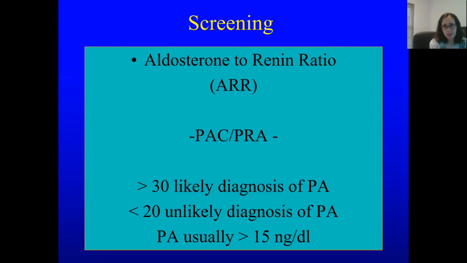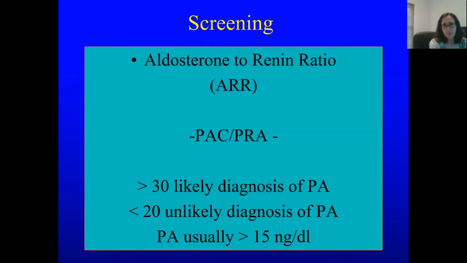This lab should be done at 8 a.m. fasting. So if you're going to check this in your patients, you just really need to know how to check it. We do 8 a.m. fasting, and we have them take their meds after, we don't even want a sip of water.